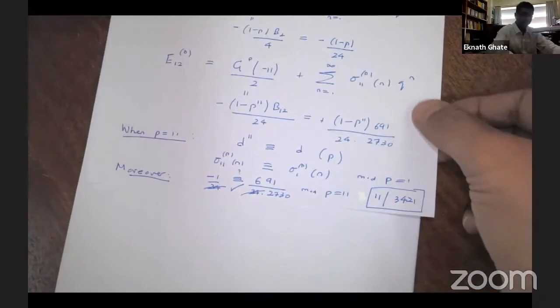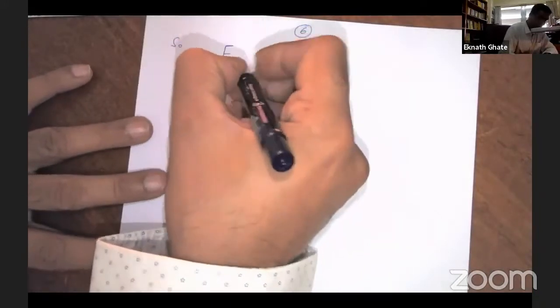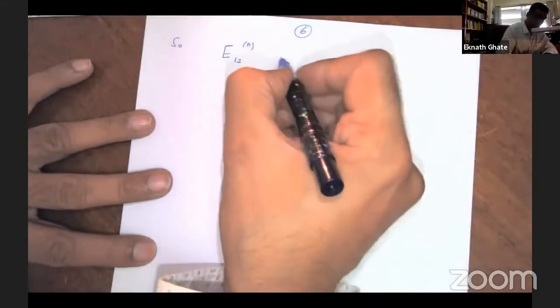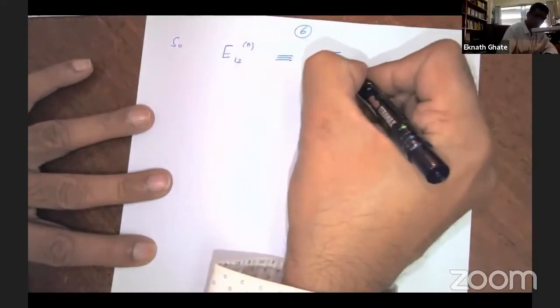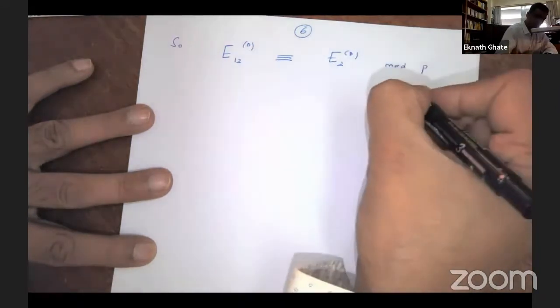So what do we conclude from this? We conclude that, symbolically, we write E12 of p, let's take the larger weight one first, is congruent to E2 of p mod p, for p equal to 11.